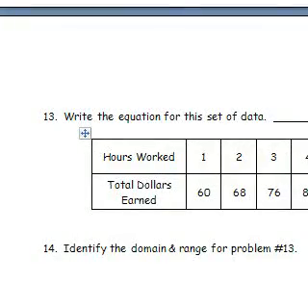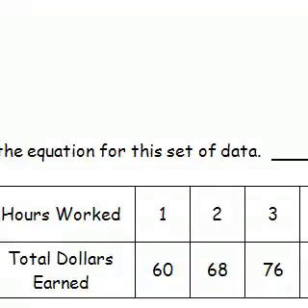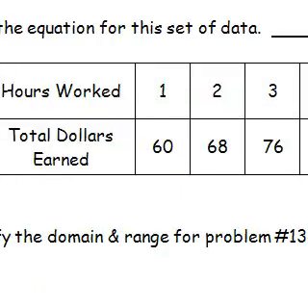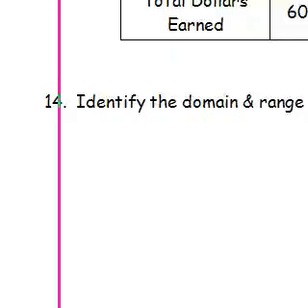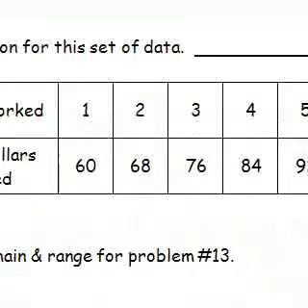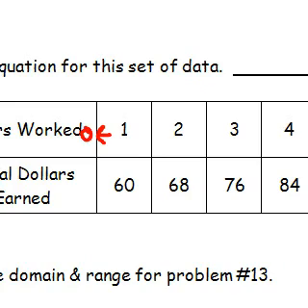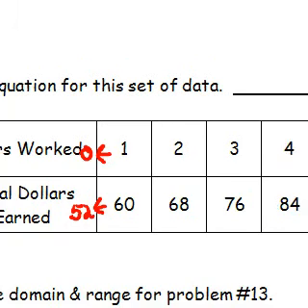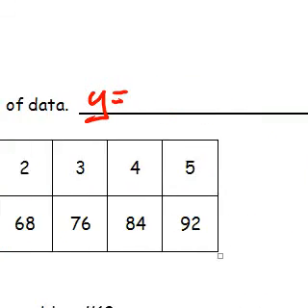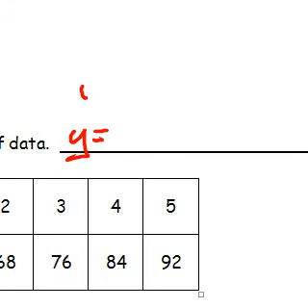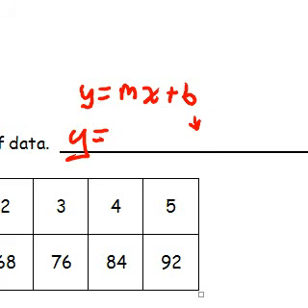Write the equation for this set of data. Again, this is a review problem, essentially. Just keep in mind that we need to back this pattern up to 0. What did we start out with? 52. So our starting value we know is going to be 52. Our general form, I'll just put this up here for reference. Our B is going to be 52.